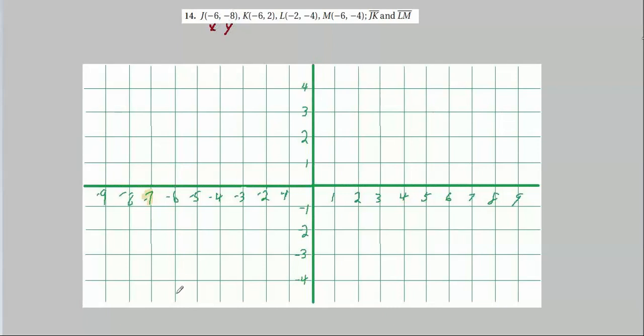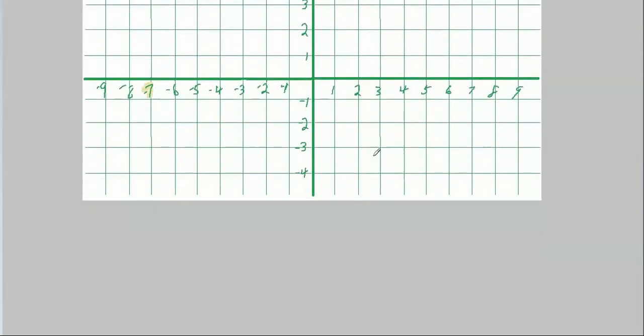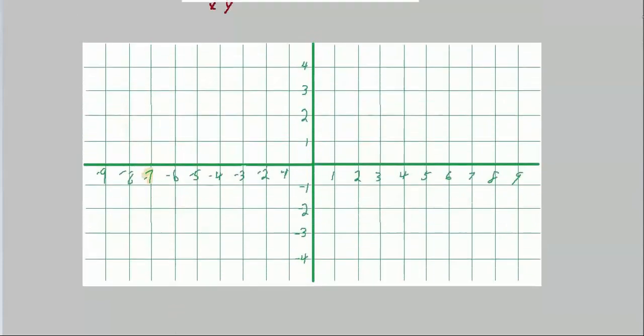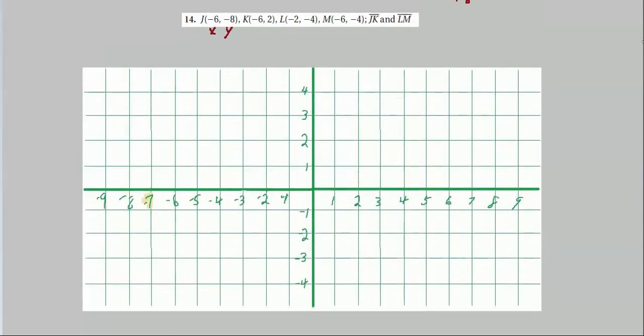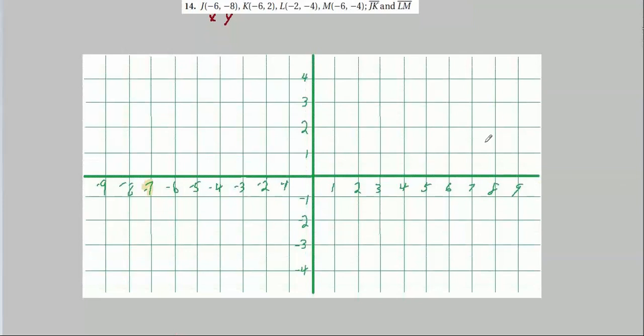Well, there's minus 4. There's minus 5. Whoa. Now I'm going to have to estimate this a bit, aren't I? 5, 6, 7, 8. Right about there. I think I should have picked an easier one for myself. We'll see what happens. Minus 6, 2. Well, there's minus 6 and there's plus 2. What about L? Minus 2, minus 4.